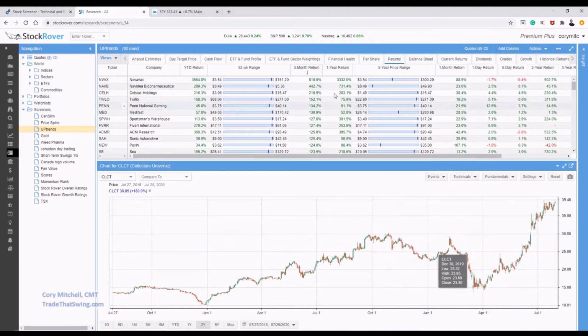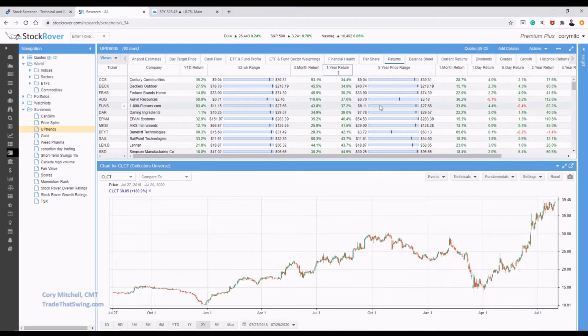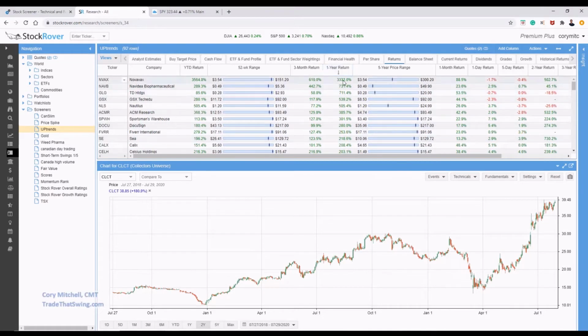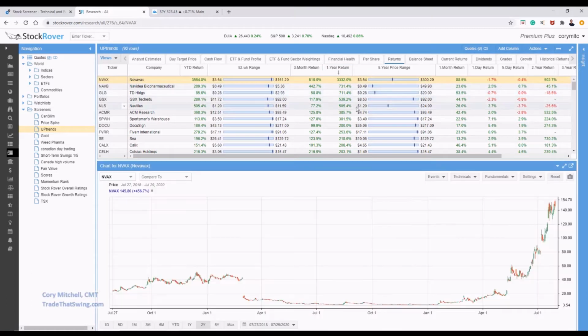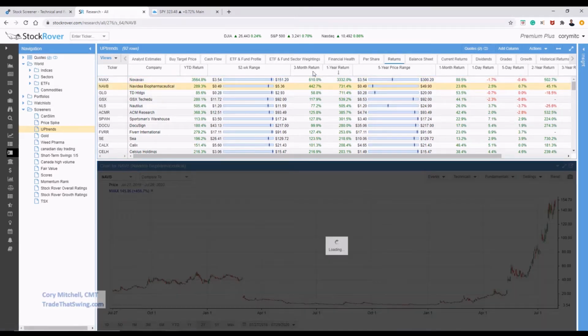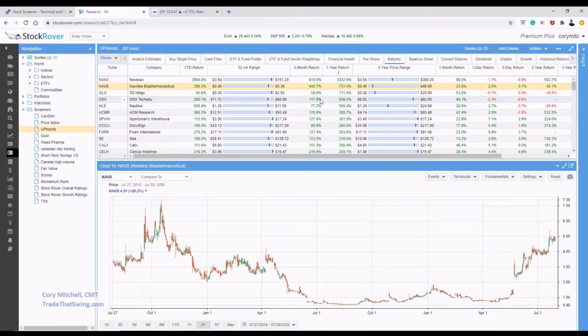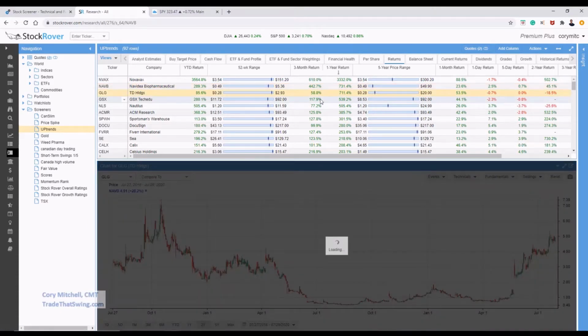This is going to show you the stocks that are strongest over the last 3 months. You could also sort by yearly. These are the stocks that are strongest over the last year. As you can see, also pretty strong performances over the last 3 months as well. And then I just start scanning through the list for patterns.